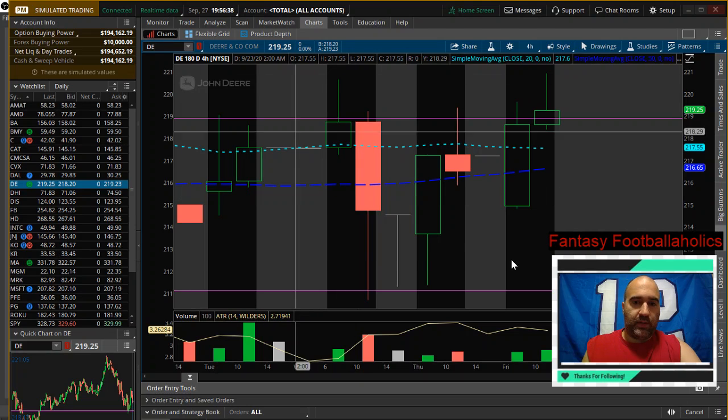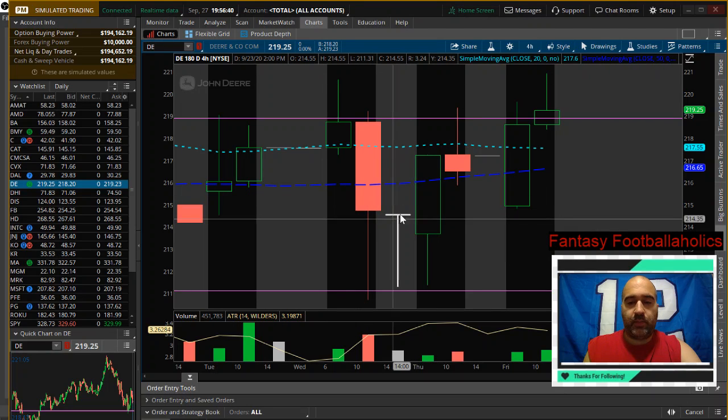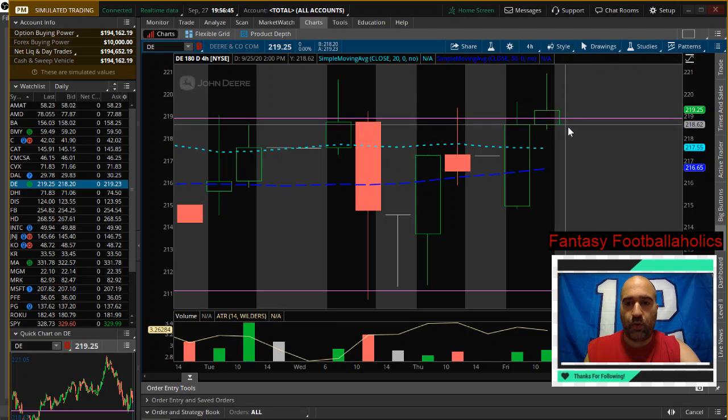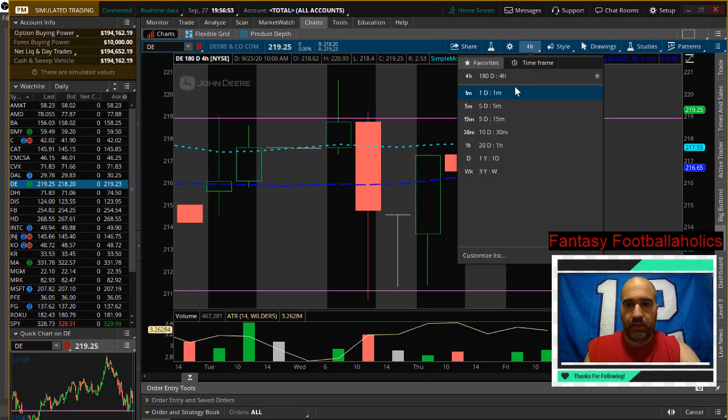So the first one is DE. As you've seen, it dipped under here, pulled up, pulled back down, pulled back up again. So I'm expecting a pullback on Monday, and I'm going to play on that. So how I'm going to do that is I'm going to show you what I plan on doing. So I determine this is where I want to be.